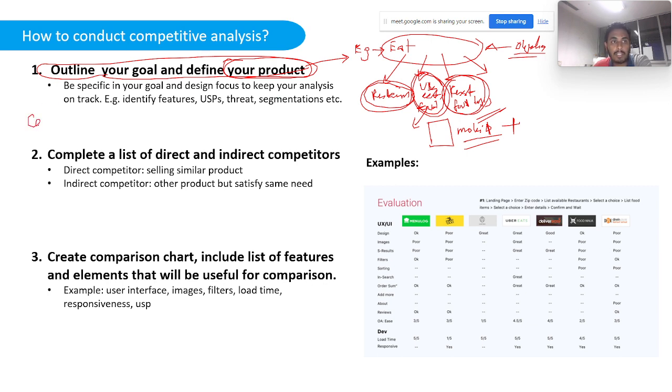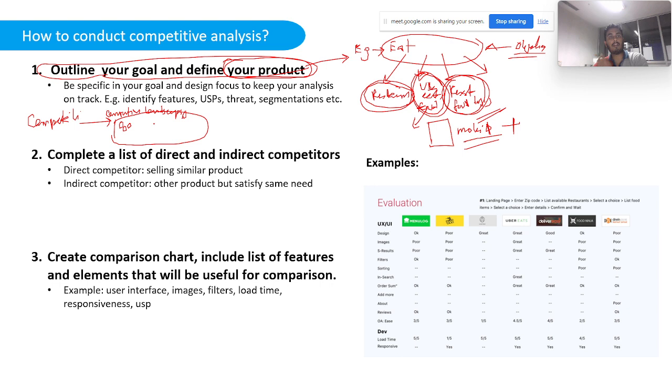So when you say competitive analysis, there are different kinds of competitive analysis we can do. One can be understanding the competitive landscape. So that means trying to understand what all companies exist in that particular area and what they do. So this is very broad. Competitive landscaping.